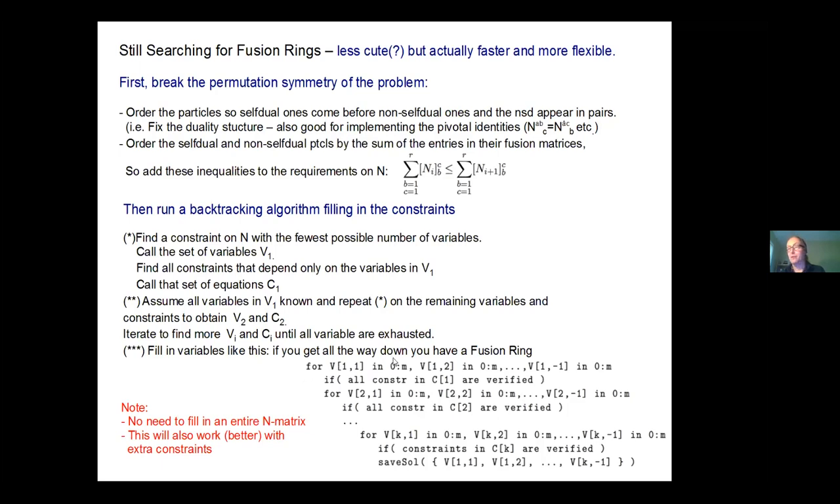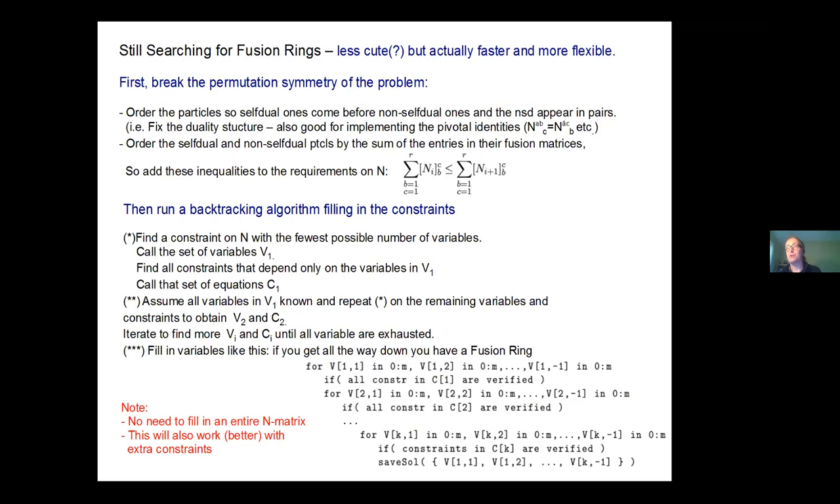first we fill in the first set of variables. So here V11 is the first variable in the first set. We set it equal to one of the numbers 0 to m, where m is our maximally allowed multiplicity. Do the same with the second variable in that set, all the way down to the last variable. Okay, so now we can evaluate the first equations. We see if they're verified. If they're not verified, we already know we don't have to look at any of the other variables because we already violated the first equation.